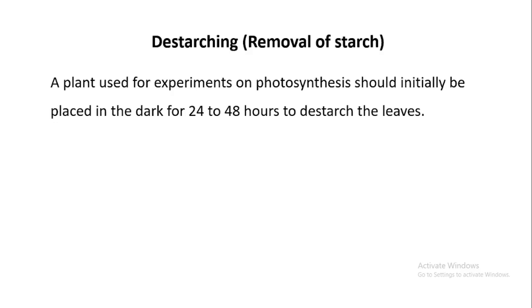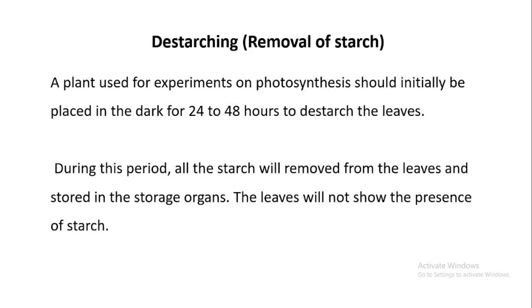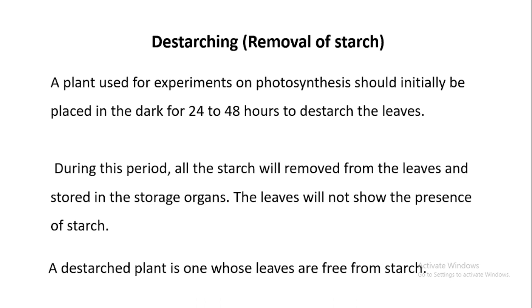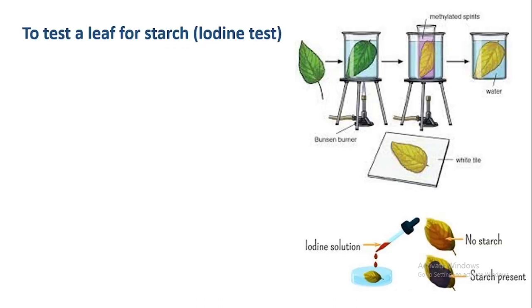So now let's begin. During this period, all the starch will be removed from the leaves and stored in the storage organs. The leaves will not show the presence of starch. A de-starched plant is one whose leaves are free from starch. So let's now do a test, okay, to test a leaf for starch, whether there is starch present in the leaf or not. This test is also known as the iodine test.